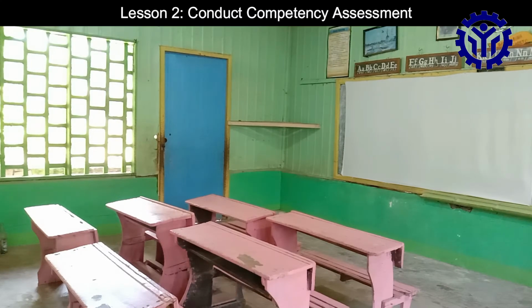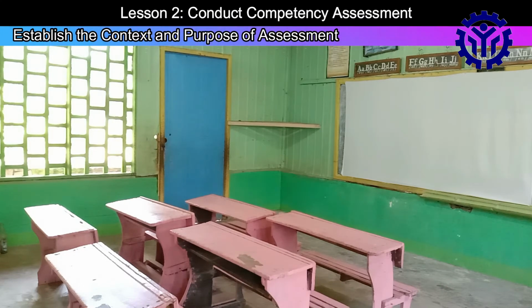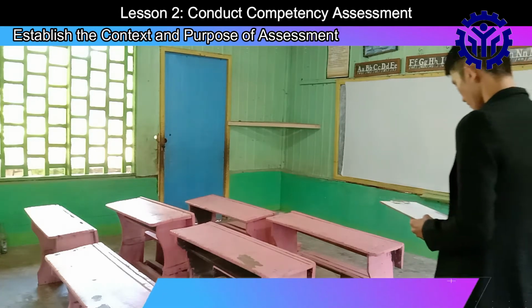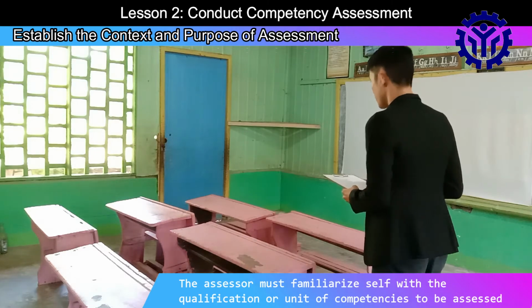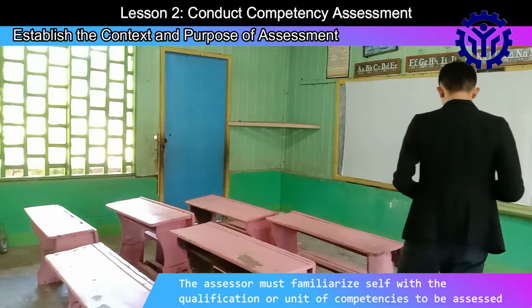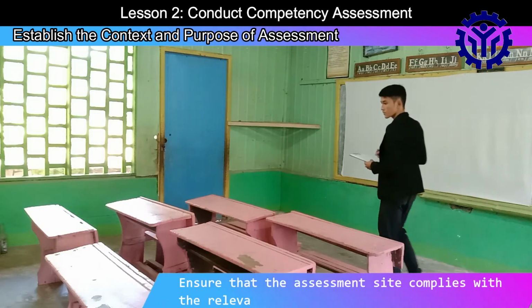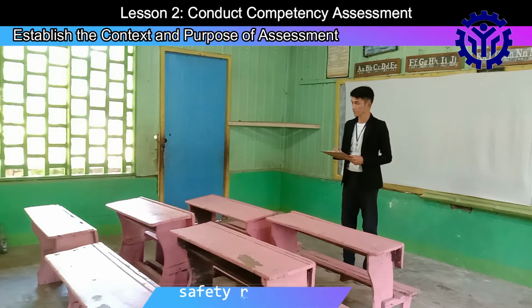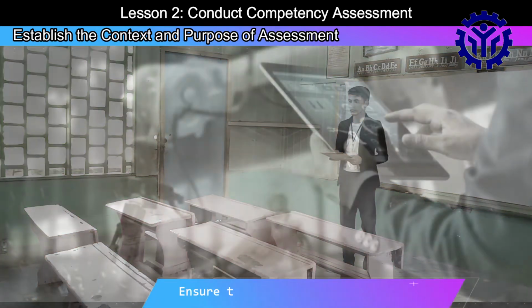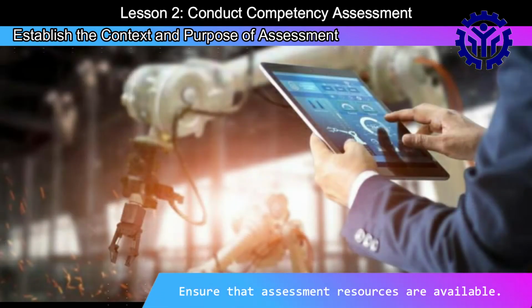Conduct competency assessment. Establish the context and purpose of assessment. The assessor must familiarize self with the qualification or unit of competencies to be assessed. Ensure that the assessment site complies with the relevant occupational health and safety requirements. Ensure that the assessment resources are available.